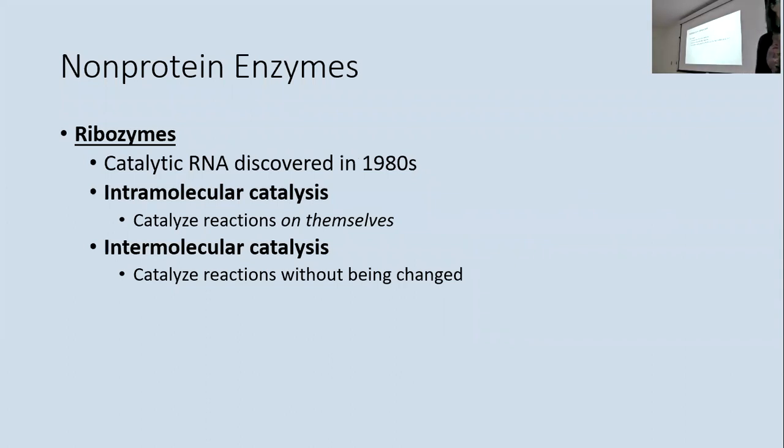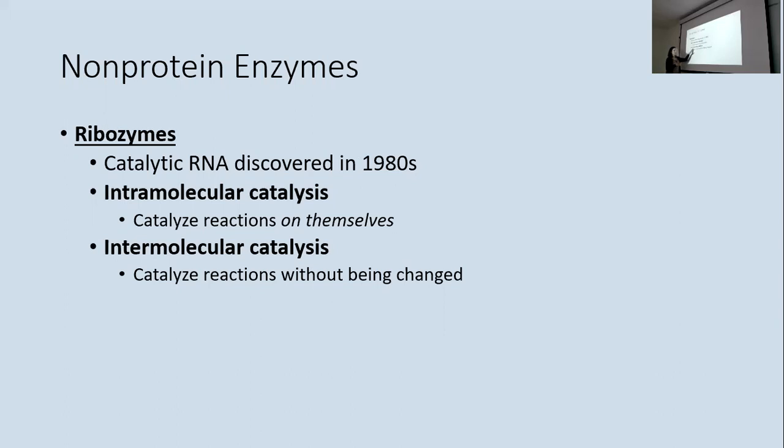All right. We also have enzymes that are not proteins. Recently, scientists have discovered that there are some enzymes that are actually made of RNA, right? They look and work like little enzymes. They do the same thing, but they're just made of a different kind of molecule. They're made out of this nucleic acid instead of a protein.